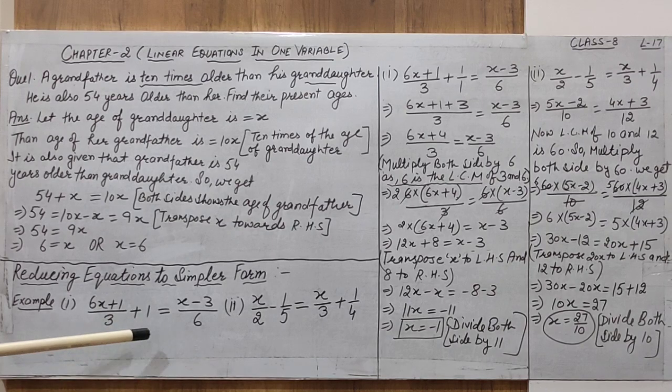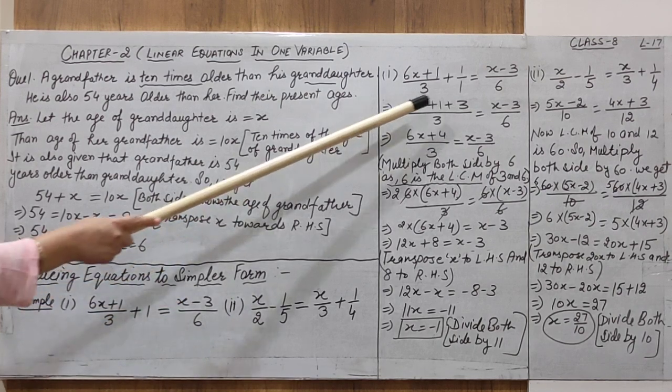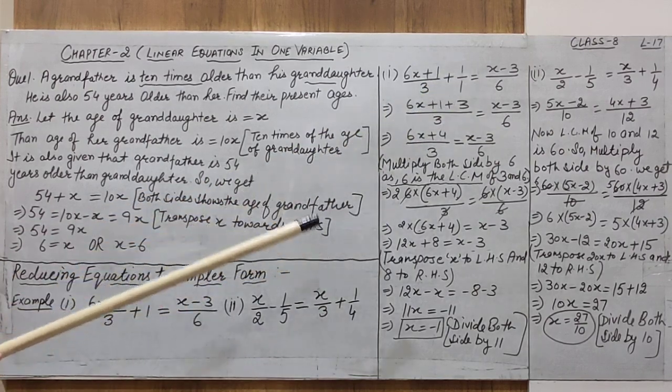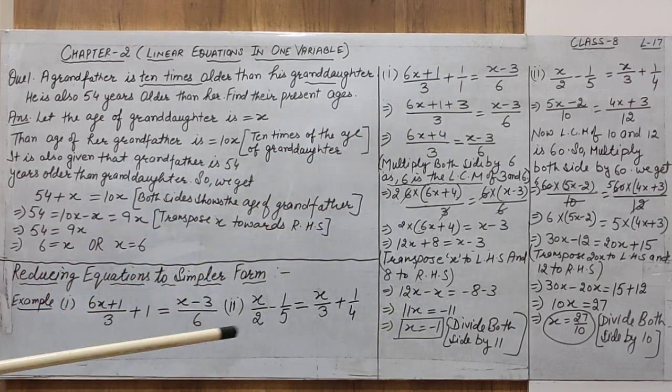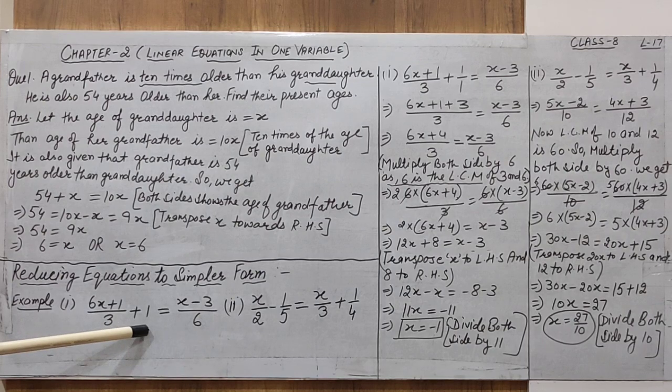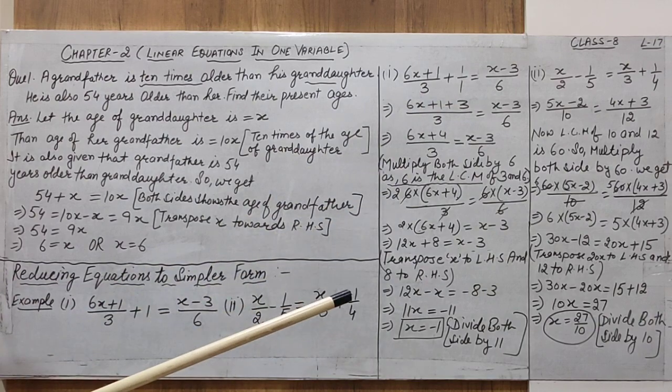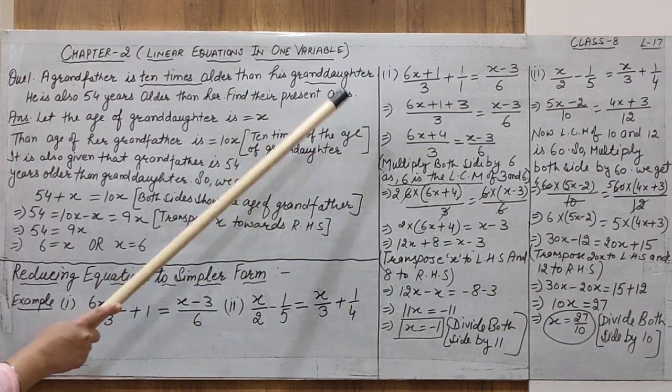How we can change? We can write 1 in the denominator, because when we write 1 in the denominator of any number, its value does not change. Alright, in place of 1, we can write 1 divided by 1. Alright, this is the first step.